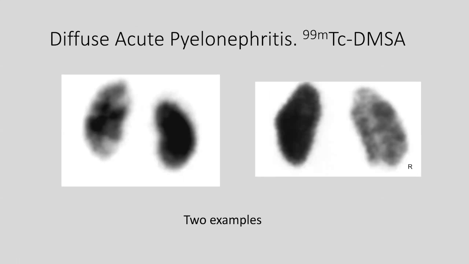Pyelonephritis could be focal or diffuse. These are two examples where you can see that the infection is pretty diffuse along the left kidney, while the right kidney here is normal. And in this other case, the right kidney shows diffuse acute pyelonephritis. So it can be focal, small, medium, large, or it could be diffuse.